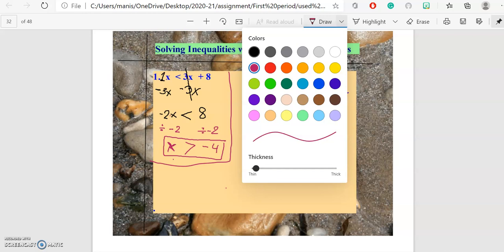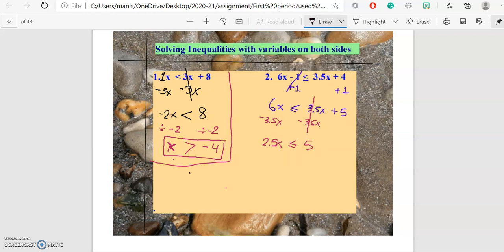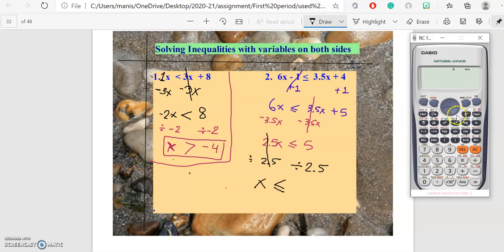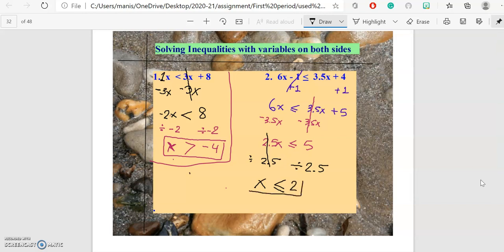Now, if we reread this, it says 2.5 times x. So what is the opposite of times? Division. So I will divide by what? 2.5. Dividing both sides by positive 2.5. Since I'm dividing by positive 2.5, this means I will not change the direction of this inequality symbol. So I will use my calculator to divide 5 by 2.5. So this is my calculator, and this is 5 divided by 2.5. So what is my answer? My answer is x is less than or equal to 2. This is my answer over here.